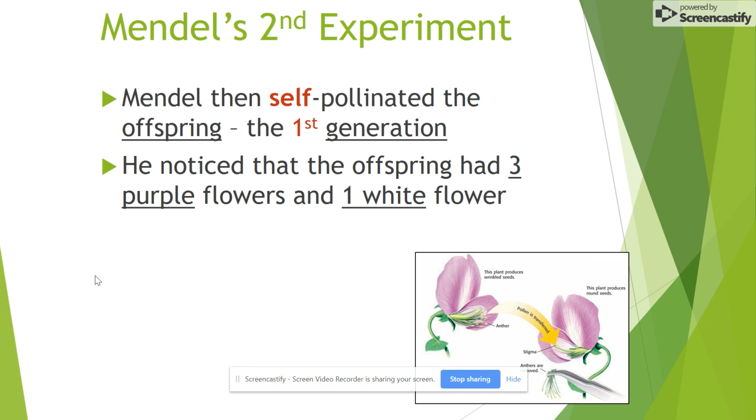Again, go ahead and pause the video right here. See if you can discuss with a partner why you think we got 3 purple and 1 white flower.